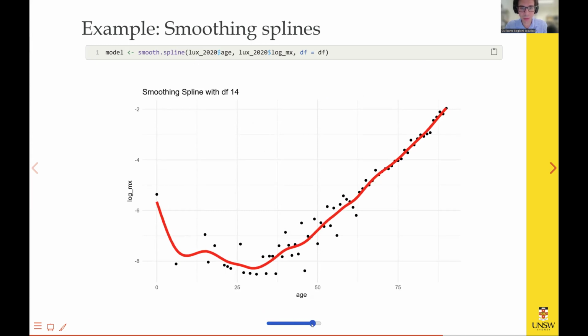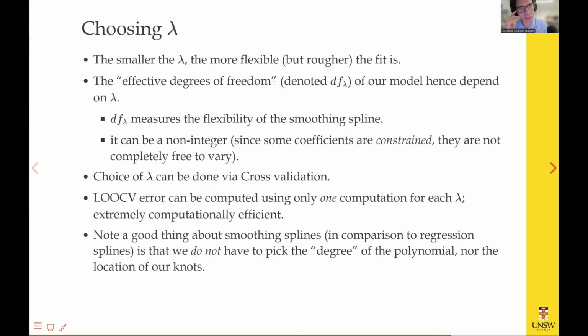So let's go to the extreme. If the degrees of freedom are large, you're allowed to fit the data more closely, but it creates a function that is less and less smooth, more and more wobbly. Now, choosing this lambda. As we explained already, if lambda is small, you are more flexible, but have a rougher fit. So you have the danger of overfitting.